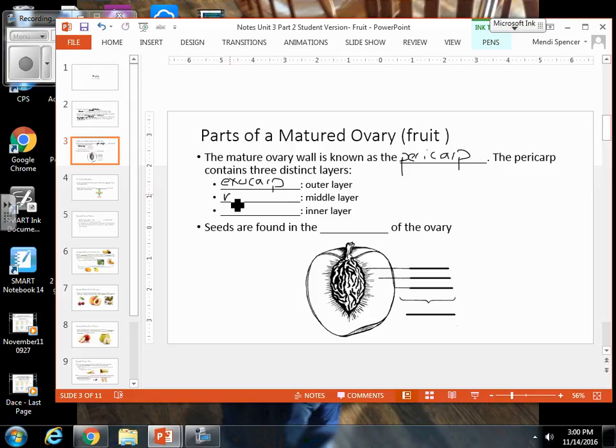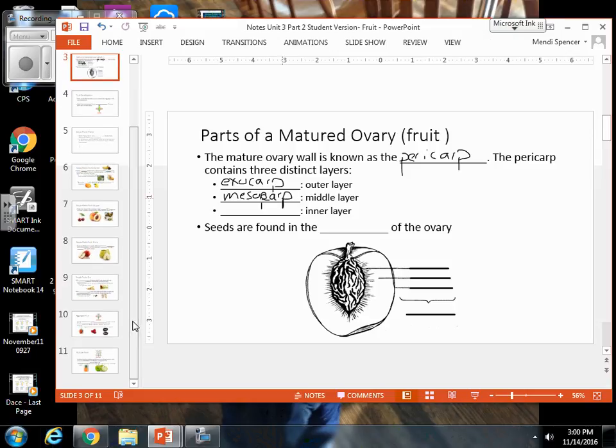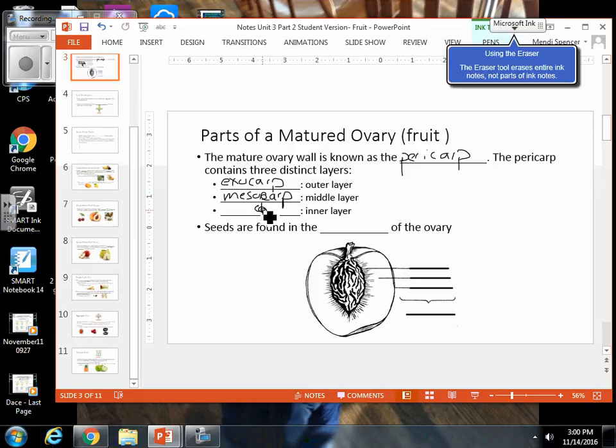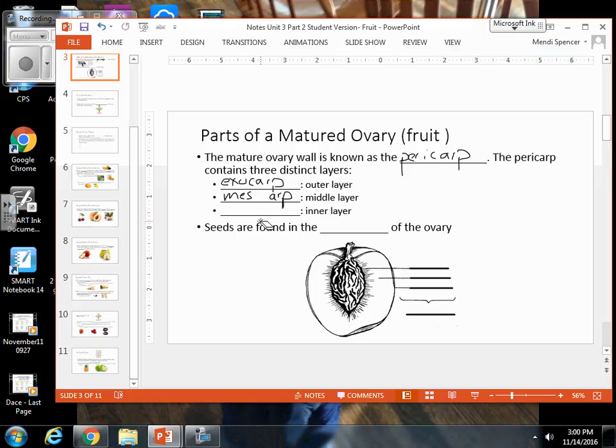The middle layer is called the mesocarp. And I kind of spelled this a little weird. The mesocarp, that is your middle layer. And the absolute innermost layer is your endocarp. Endo means inside of. And seeds are always found in the very, very middle or center of your ovary.